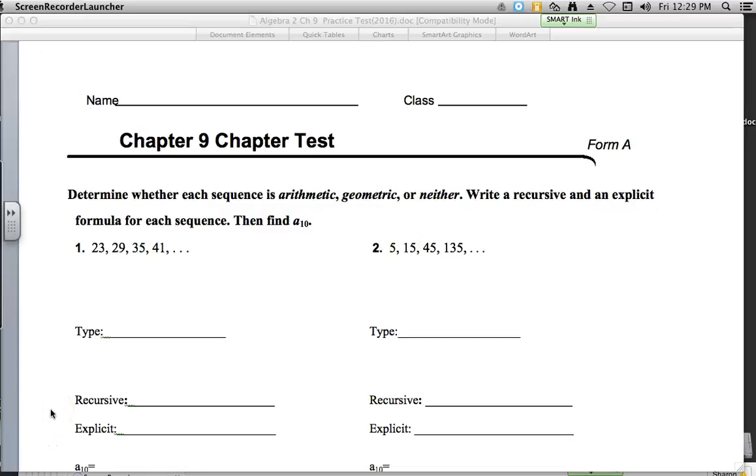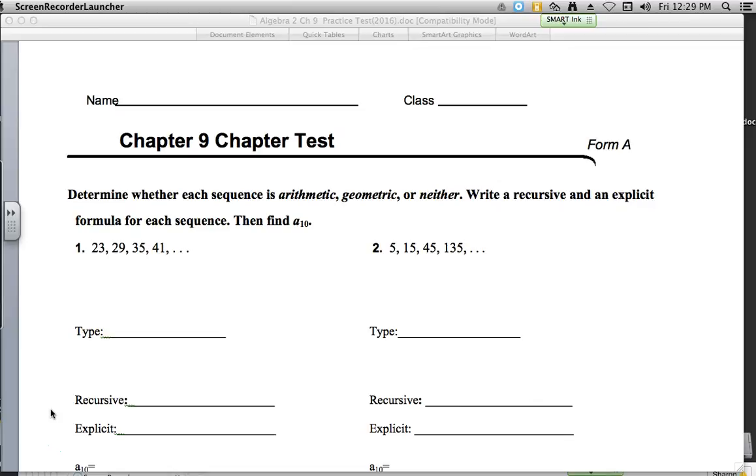This is the practice test for Algebra 2 for Chapter 9. So you take a look at this and you'll see it's set up just like it's going to be on the test. And it says for these first two, determine whether each sequence is arithmetic, geometric, or neither. Write a recursive and an explicit formula for each sequence, then find the 10th term.